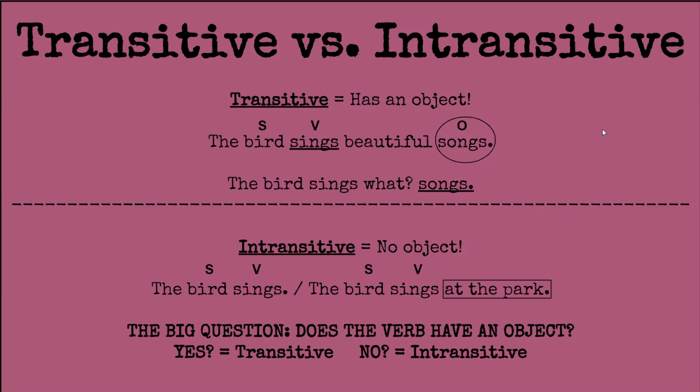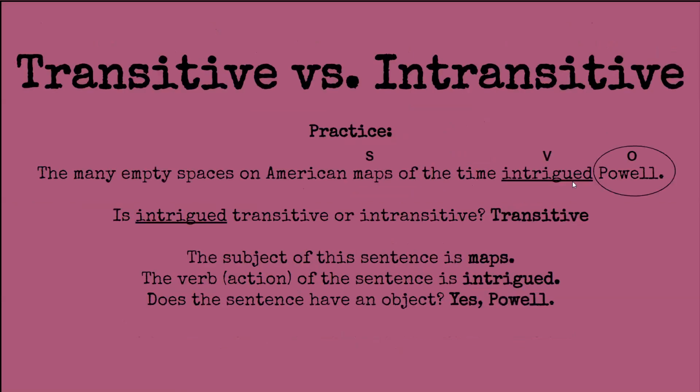All right, let's take a look at a couple examples. This is one that many of you missed last week on the assignment. The sentence was, the many empty spaces on American maps of the time intrigued Powell. And we have to ask ourselves, is intrigued transitive or intransitive? Almost every single person could identify what the verb was, but the transitive, intransitive question is where it really threw us off.